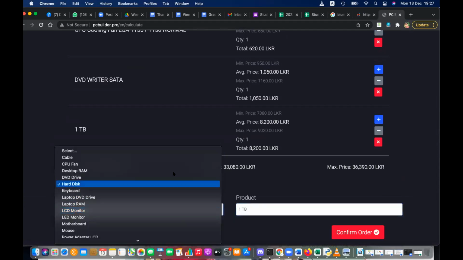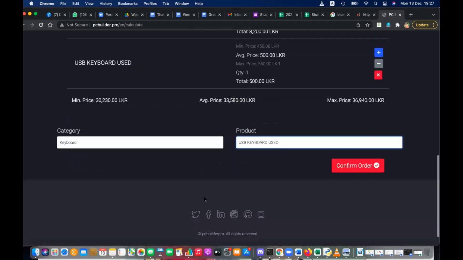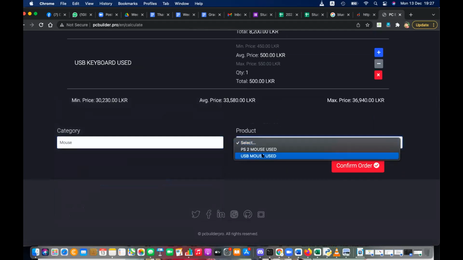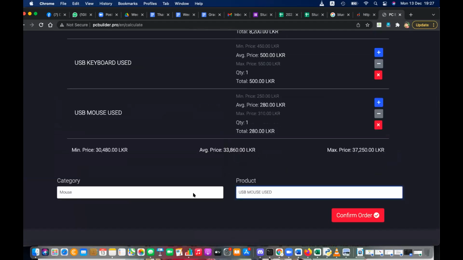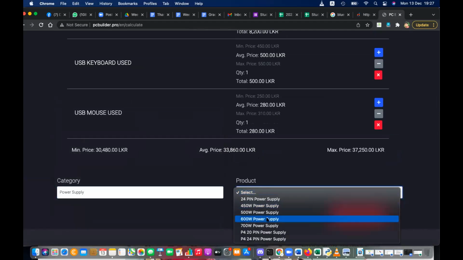And then you need a keyboard, let's put a normal keyboard. You need a mouse too. RAM already done, motherboard done, mouse. Okay, the power supply. 700 watt maybe.